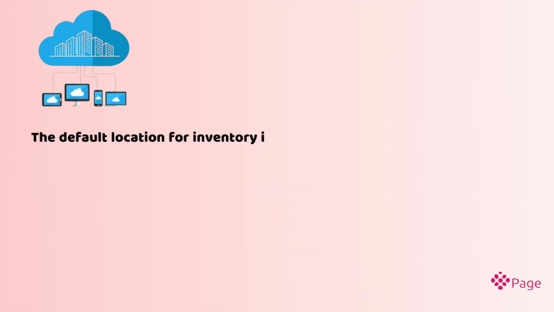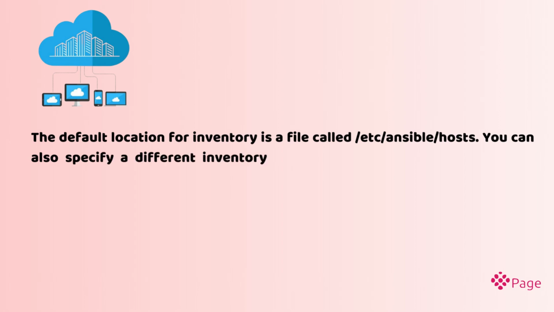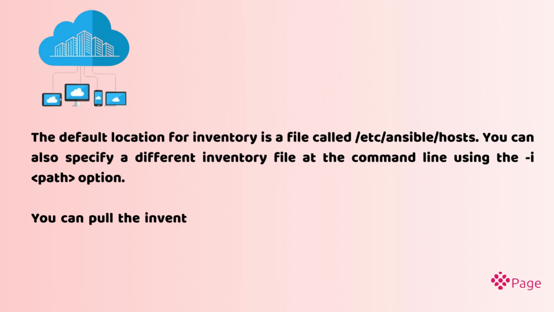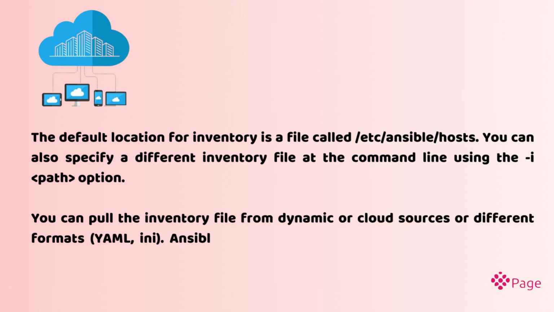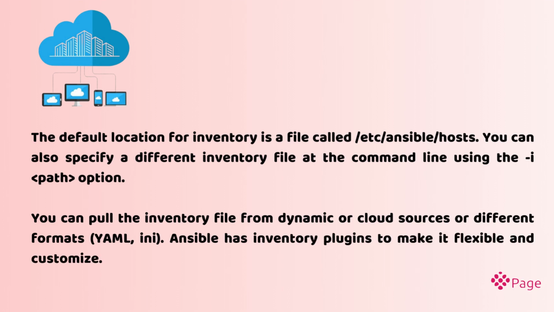The default location for inventory is a file called /etc/ansible/hosts. You can also specify a different inventory file at the command line using the -i <path> option. You can pull the inventory file from dynamic or cloud sources or different formats, YAML, INI. Ansible has inventory plugins to make it flexible and customizable.